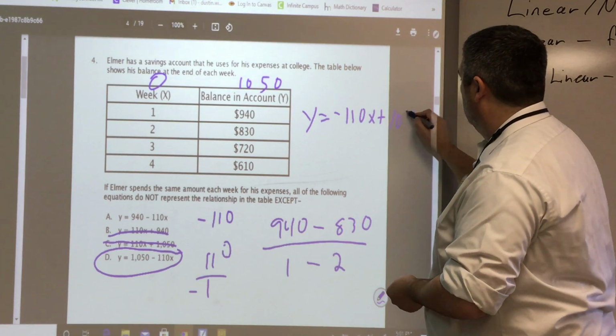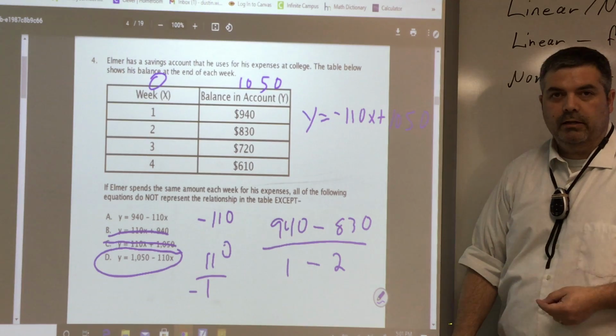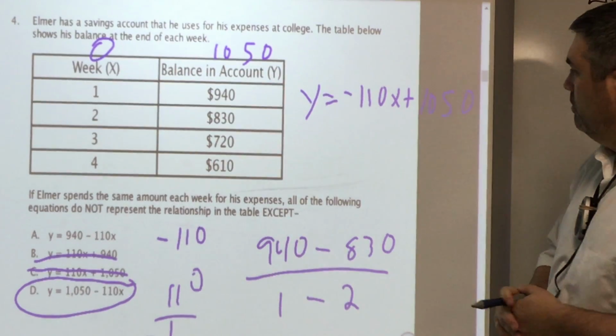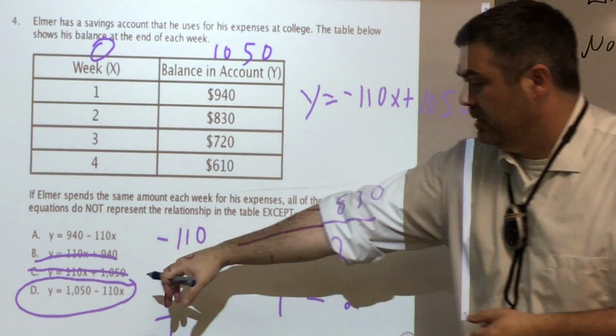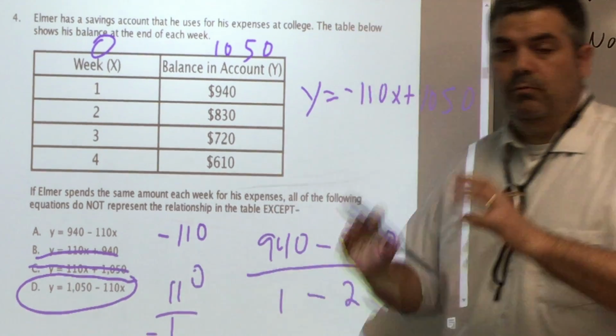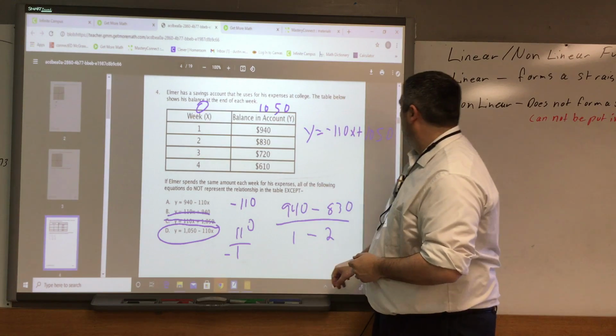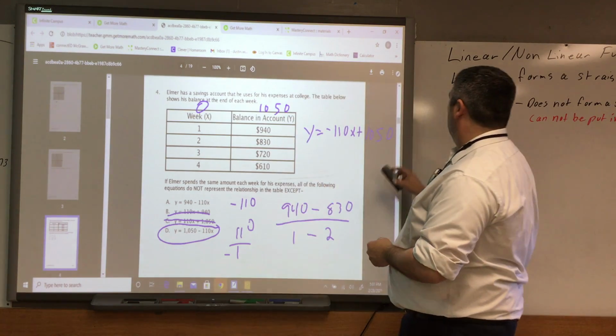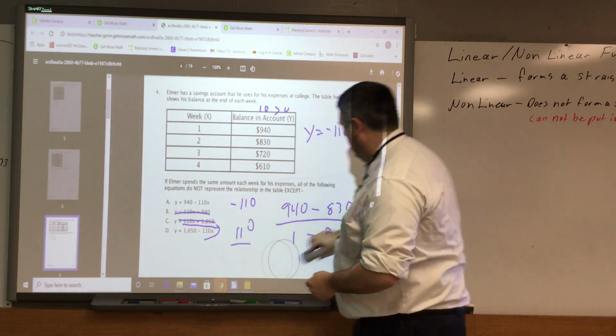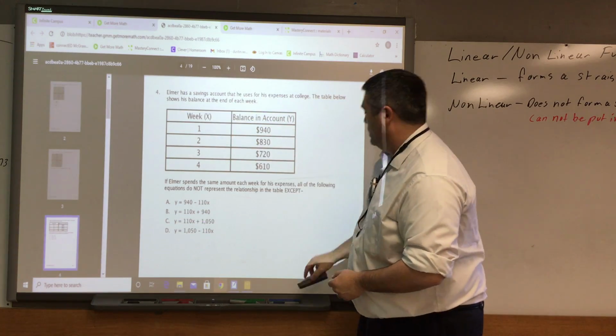Plus 1050. That's what it should look like. But sometimes they'll write things like this. You just got to rearrange it so it's in slope-intercept form. But that's what it should look like. I don't know if you can see that or not. But that's what it is. All right.